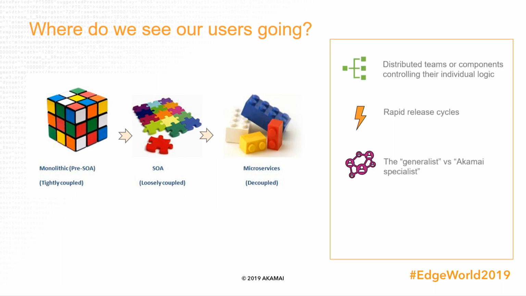So again, to recap, when we look at our Akamai user base, that's brought a big change in how our users are looking at Akamai. You see different distributed teams looking to control their own logic, whether it's configuration logic or logic related to something else. You have really rapid release cycles. Now, because these teams can go independently, you can release faster.